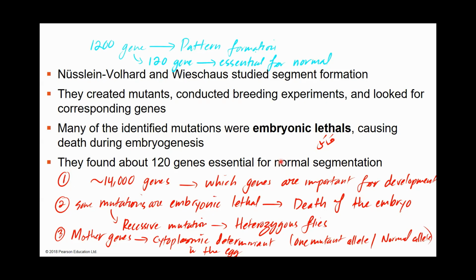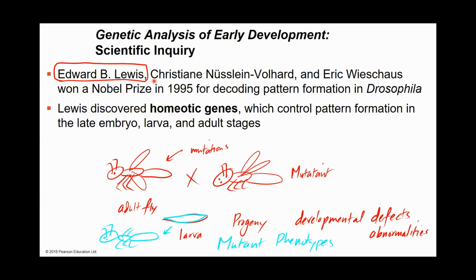Now, with the work of these three scientists, scientists were able to draw a whole picture of the genetic basis of Drosophila development, and this is why these scientists were awarded the Nobel Prize in 1995 for their contribution in decoding pattern formation and discovering the genes that are important for pattern formation, normal segmentation during embryonic development in Drosophila.